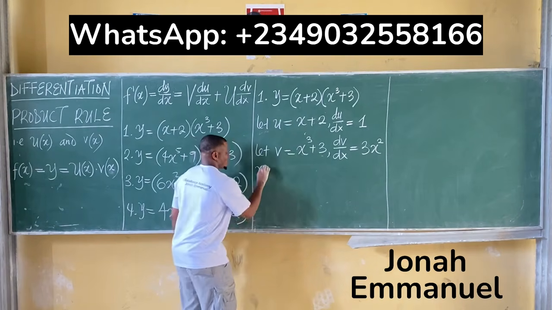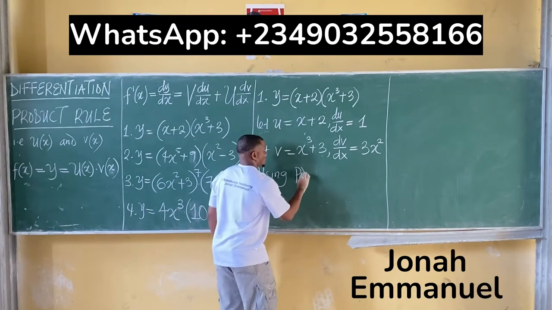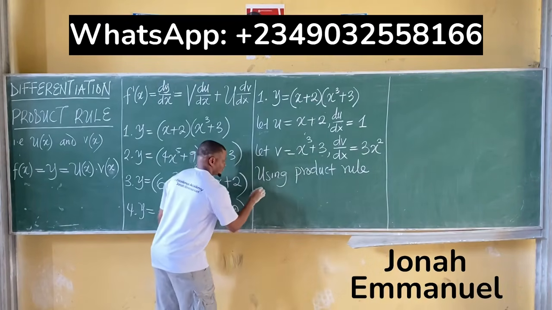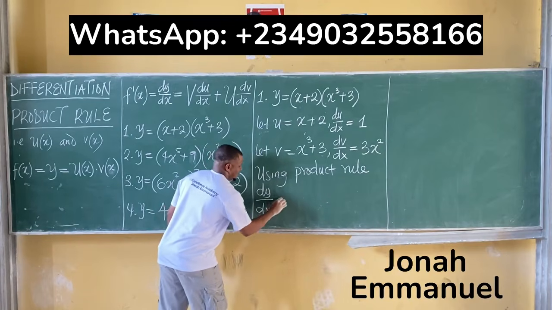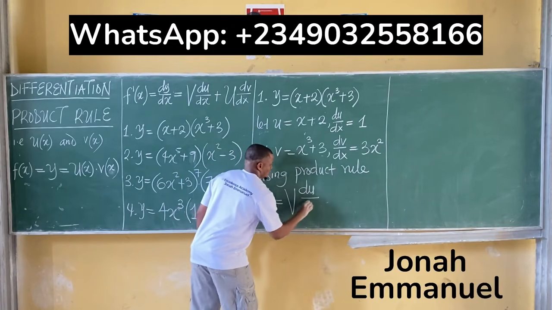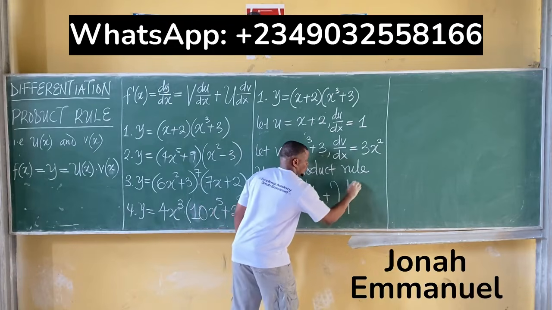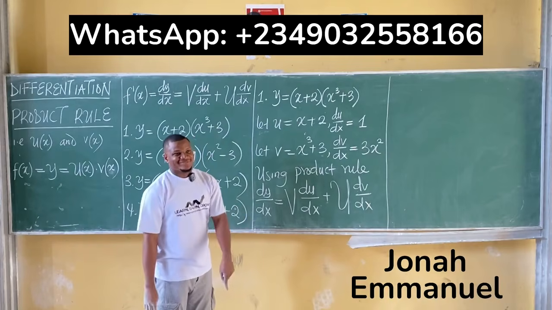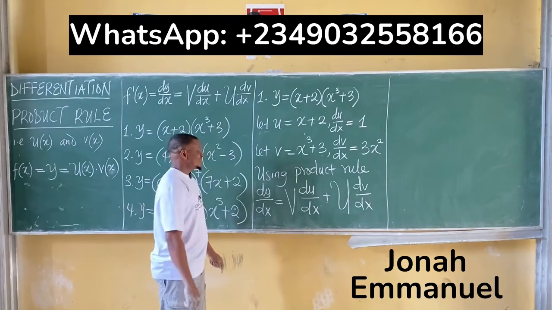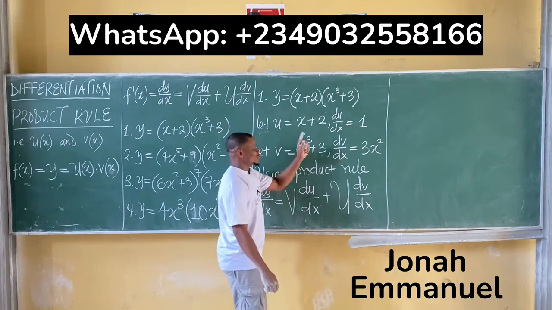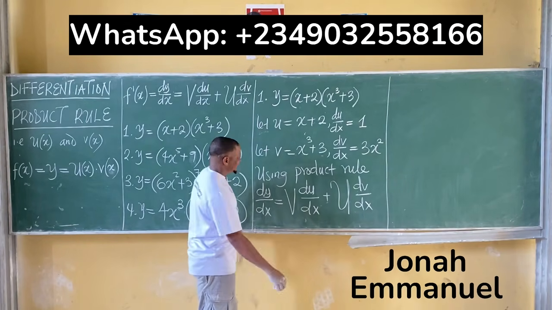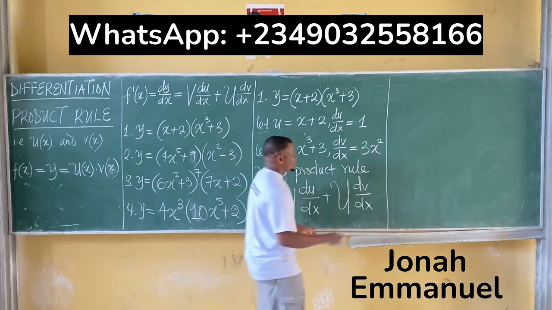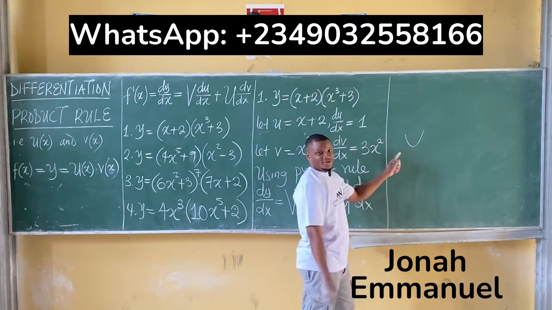You now say using product rule, we'll say dy dx. We recall the formula there. dy dx is equal to v du dx plus u dv dx. We are just writing v du dx plus u dv dx. And in writing this, make sure you differentiate between u and v. Some of you, the way you write your u, don't write u like this. This is showing v, please.